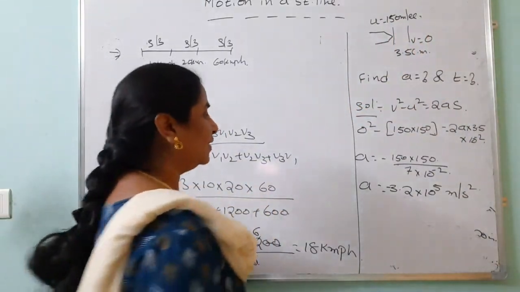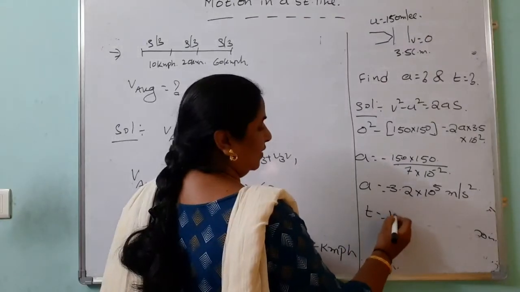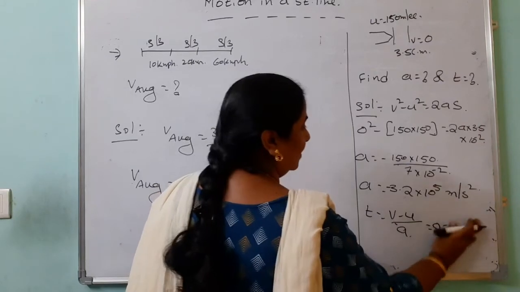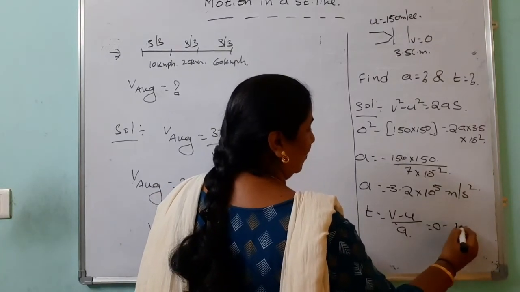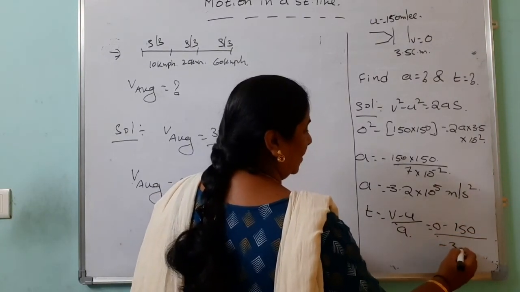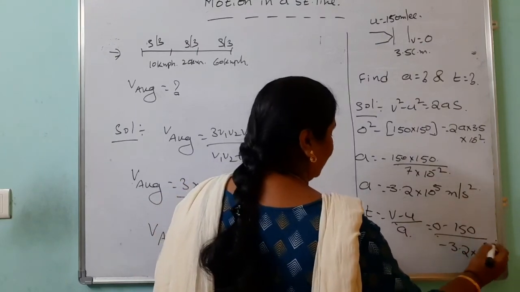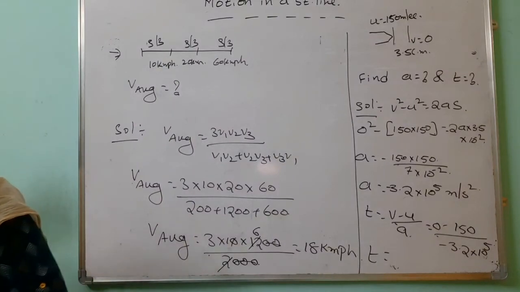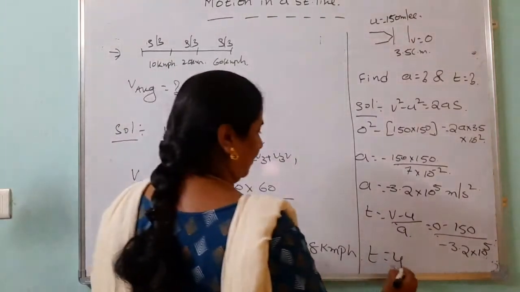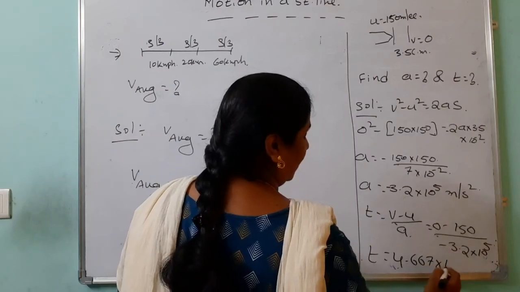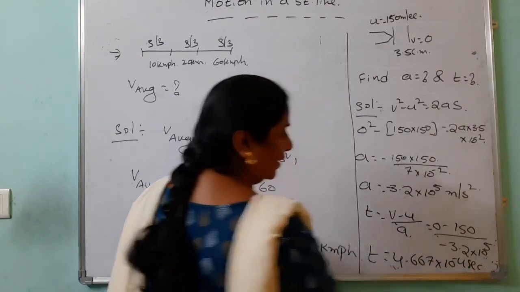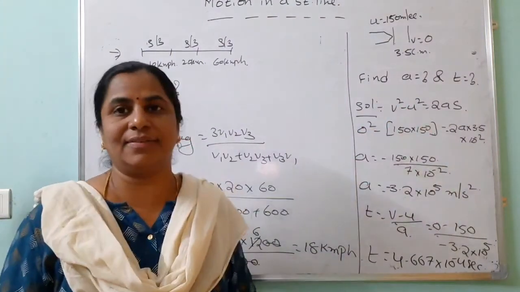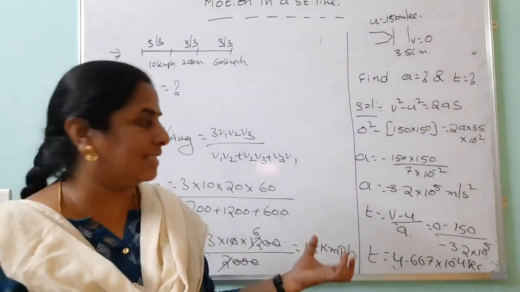Then how to find out the time in the second case? Time equals change in velocity by acceleration. 0 minus initial velocity, how much? 150 by minus 3.2 into 10 to the power of 5. After simplification we get the time equals 4.667 into 10 to the power of minus 4 seconds. So with the help of the first equation of motion and the third equation of motion, we can find out the deceleration and time.